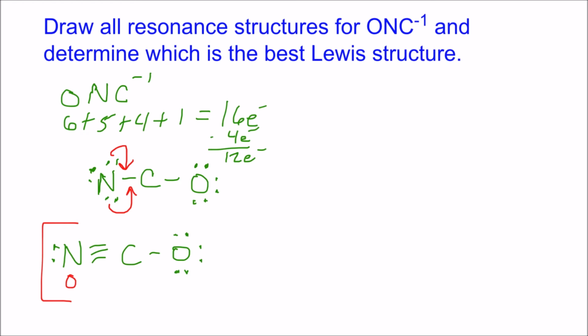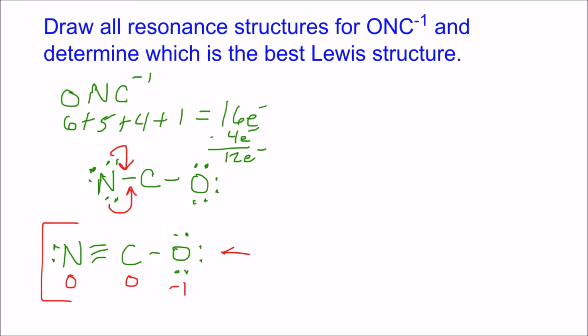Carbon's supposed to have 4. So it's got 1, 2, 3, 4. 0 charge. And oxygen's supposed to have 6. So it's got 1, 2, 3, 4, 5, 6, 7. It's got 1 extra, so that gives me a negative 1 charge.